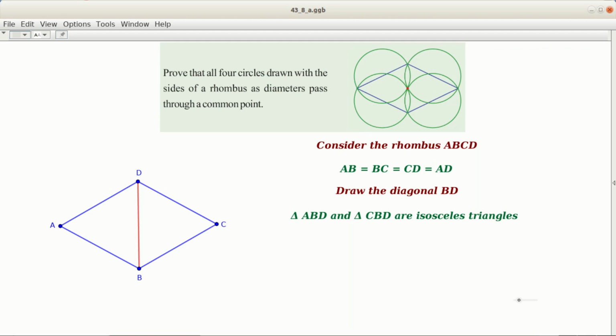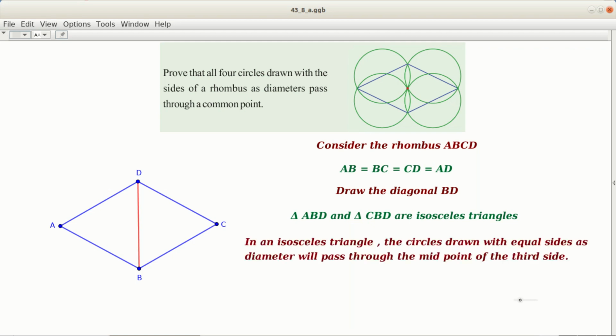You have already proved that in an isosceles triangle, the circles drawn with equal sides as diameter will pass through the midpoint of the third side. Here BD is the common base for both the isosceles triangles. Let E be the midpoint of that diagonal BD, which is the common base.